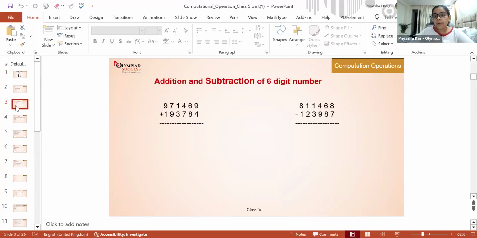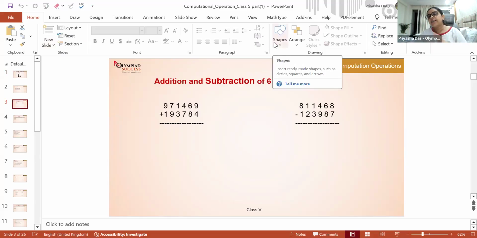This is a warm up question for all my students out there. Warm up means what? Just to see if you people are ready for today's class or not. So, this is a 6-digit number which you have to add, and the other question is where you have to subtract. So, please get started. Write the answers in the chat box once you do it in your notebook. And no mental calculation, please. Please do it on your notebook.